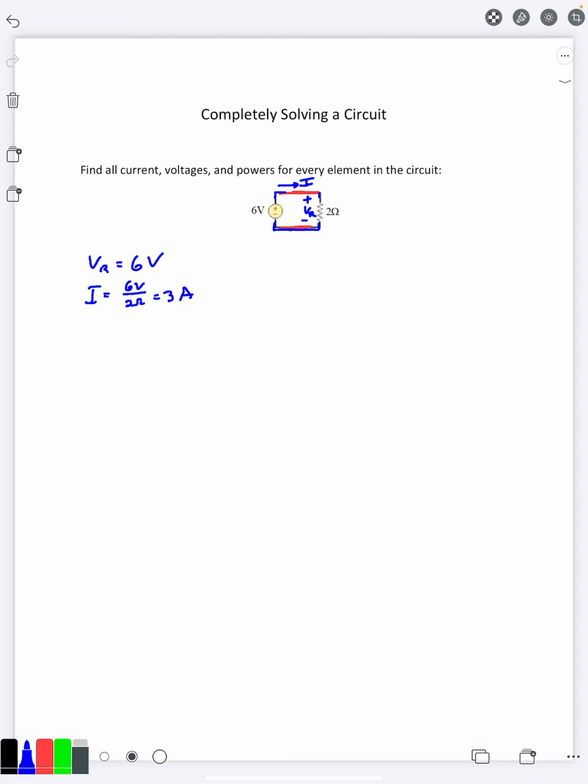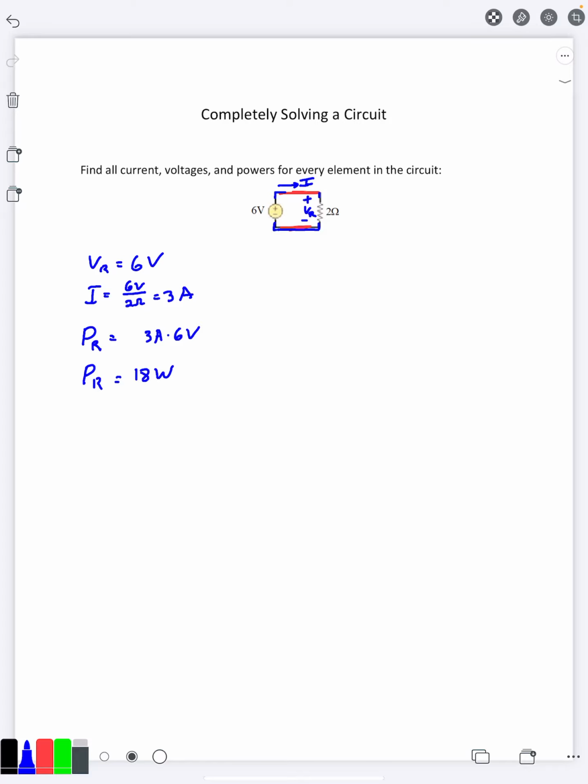Then if I wanted to find, say, the power for the resistor, I would do I times V. So the current of the resistor is 3 amps. The voltage of the resistor is 6 volts. And since I'm having my current drawn going into the positive side of the terminal, I would use the regular power as I times V, not the negative version. It's passive sign convention. And so the power of the resistor is 18 watts here.